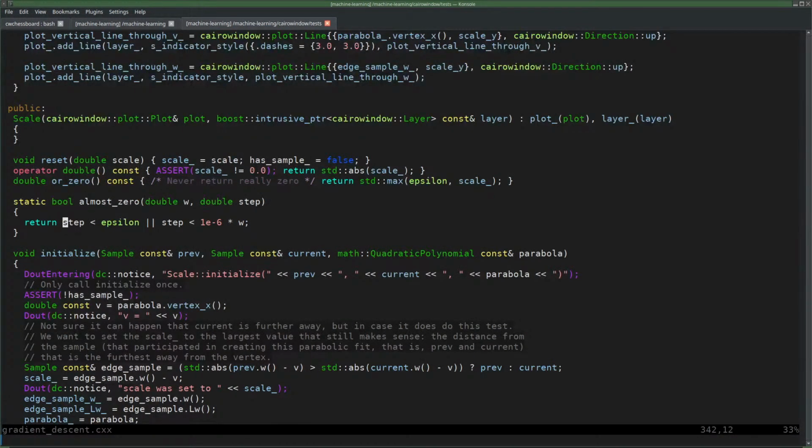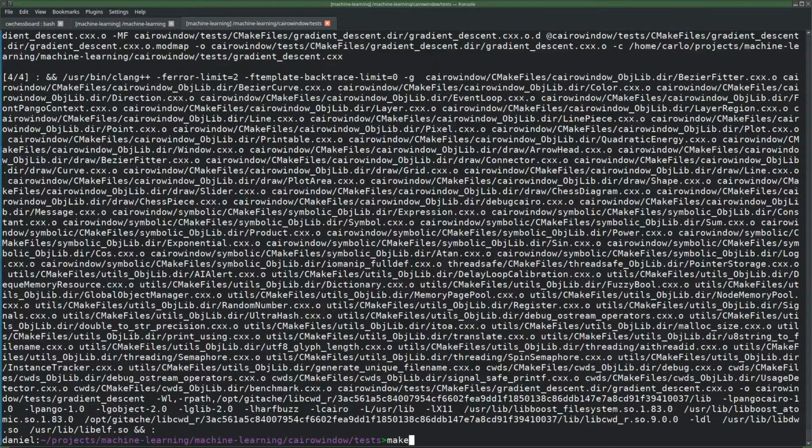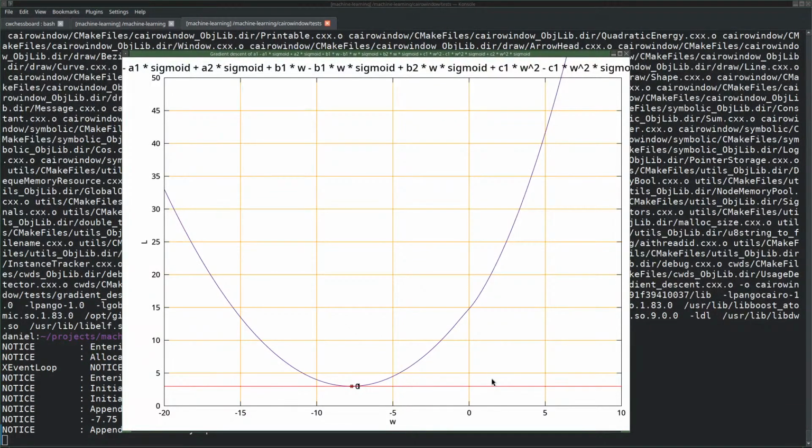Step is positive, right? No, step could also be negative, I think. And here it's even worse. Step could be negative. W could be negative. Let's do the correct comparisons, yes. And we wait until it compiles, and then we just run it without GDB because we are convinced that now it worked. Ta-da! It worked.